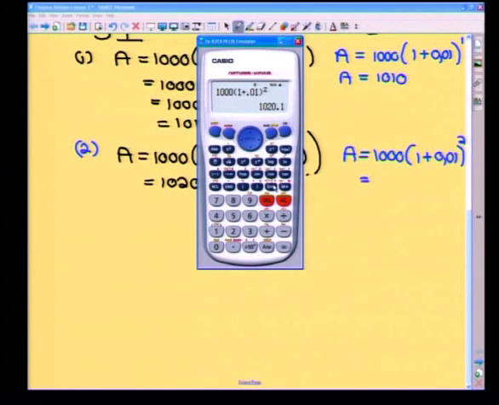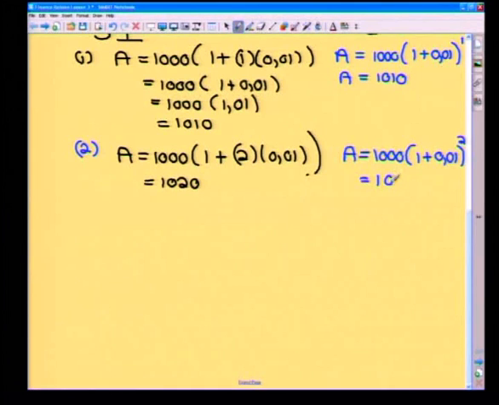1,020 and 10 cents. Remember that when we do finance, no matter what, we always round to 2 decimal places because that's what money is about. We know we've got rands and cents. So it doesn't make sense to write down 5 or 6 different decimal places when your money only works in 2. And they don't have to tell you that you have to round to 2 places. They expect you to have the sense to know that that is what happens. So now this becomes 1,020 and 10 cents.